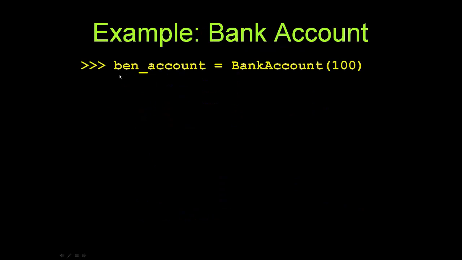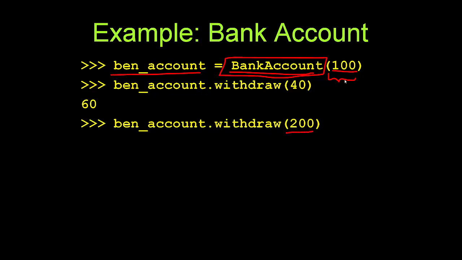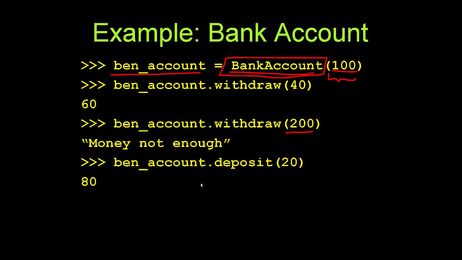What we can do is create a bank account with 100. When you call this object's class and put in some number here, you are essentially calling a constructor, and you create a new object with this input parameter, which is 100. Now you try to withdraw $40, and you have $60. You try to withdraw 200, but you only have $100 minus 40, which is 60, so you can't do this, and you get money not enough. You deposit your money, and it's 80 now.